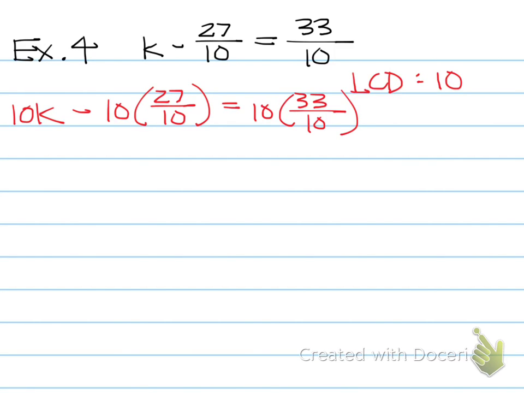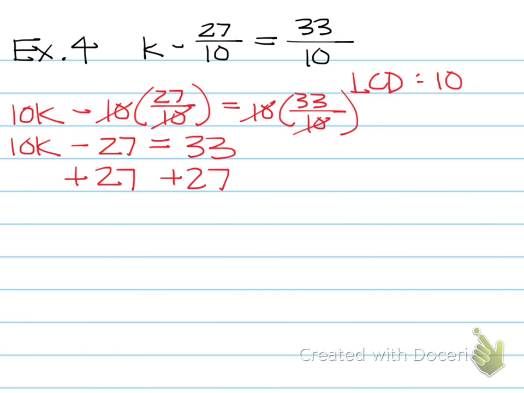When we do that, we'll get 10k for the first term. And then the 10s will cancel in the second term and the third term. 10 times negative 27 over 10 is just negative 27. 10 times 33 over 10 is just 33. Now I want to isolate the term with our variable by adding 27 to both sides. 10k is going to equal 60.